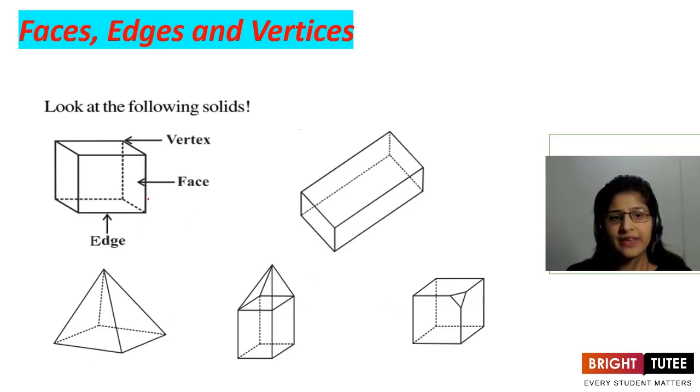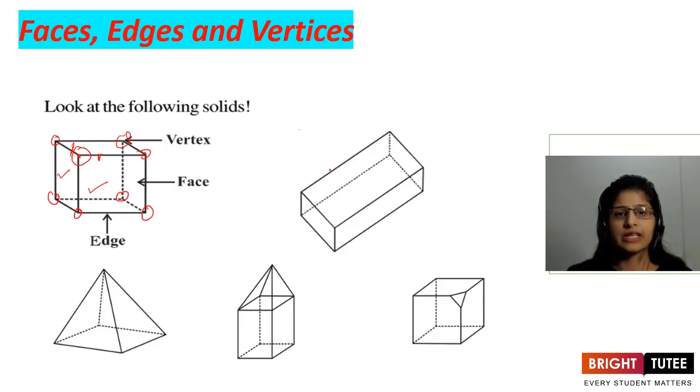Now these faces meet at a line that is known as an edge. Suppose this face and this face are meeting at this line, so this is an edge. All the faces meet at a line that is called an edge. Now where the edges meet, suppose this edge and this edge are meeting at this point, this is known as a vertex. As we can see, there are 8 vertices in this, 4 on the top, 4 at the bottom.